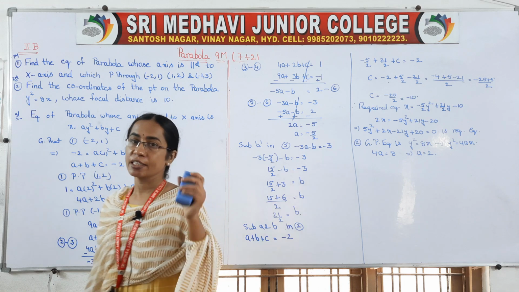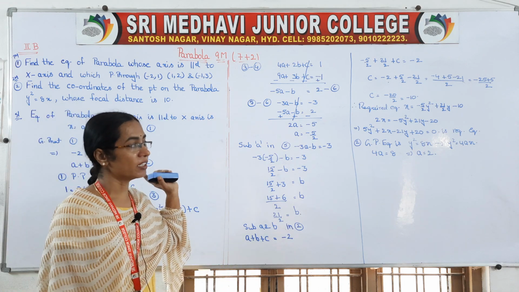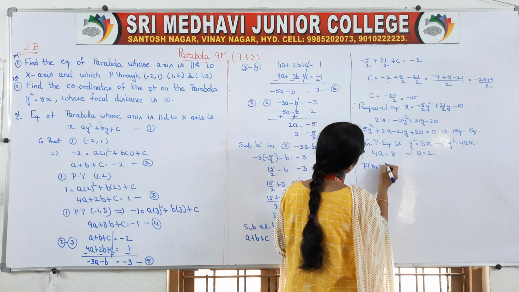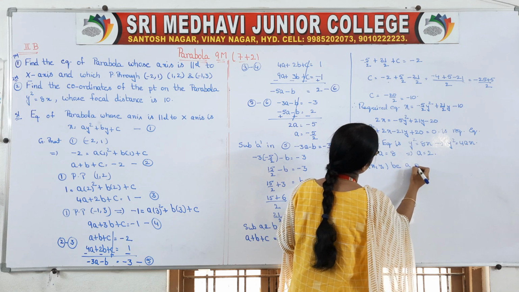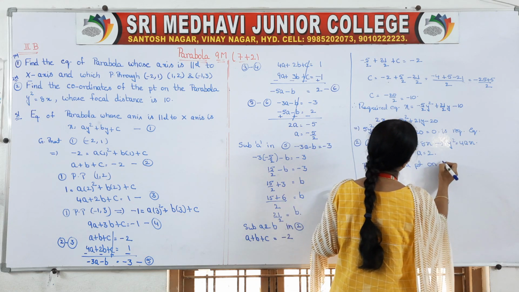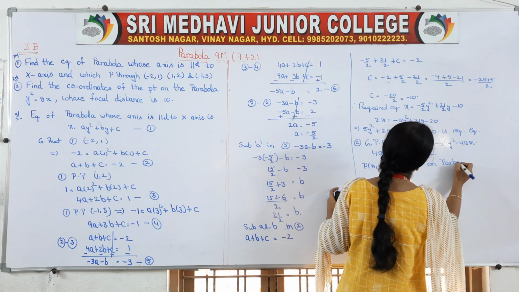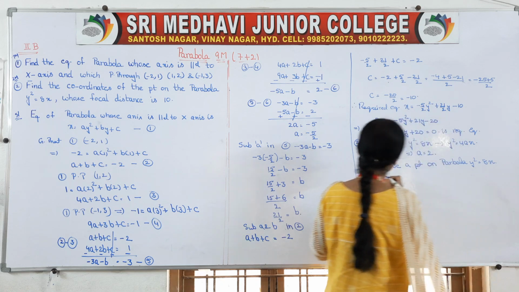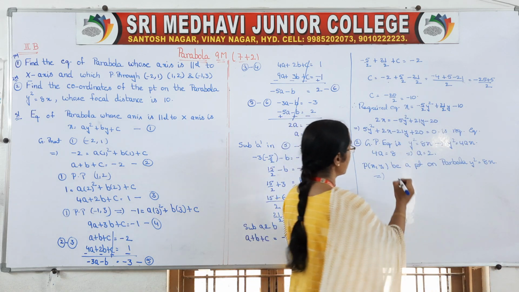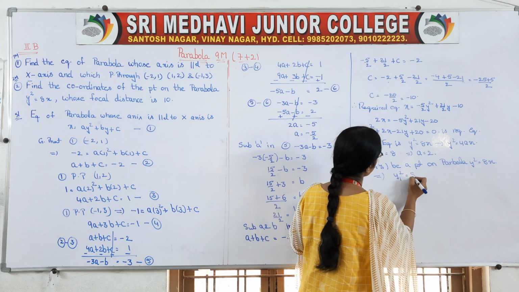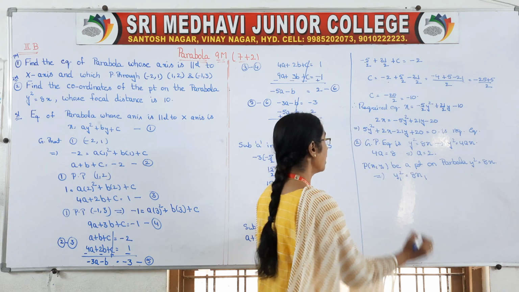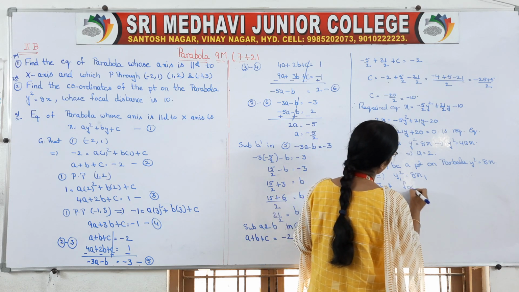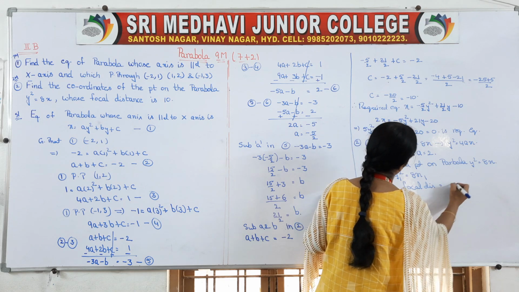We have to find the coordinates of the point on the parabola. So you take one point P(x1, y1) on the parabola. What is that parabola equation? y square is equal to 8x. It means the point satisfies that equation. So y1 square is equal to 8x1. And one more piece of information is given. What is that? Given that the focal distance is equal to 10.